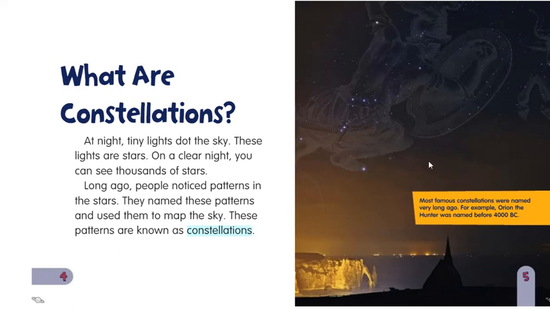So as an example of a constellation, most famous constellations were named very long ago. For example, the constellation called Orion the Hunter was named before 4000 BC. So that collection of stars right there, people kind of connected the dots and believed that it took the shape of a hunter in the sky. So Orion the Hunter is an example of a very famous star constellation.